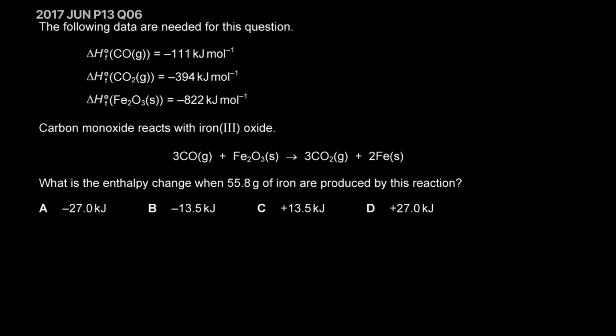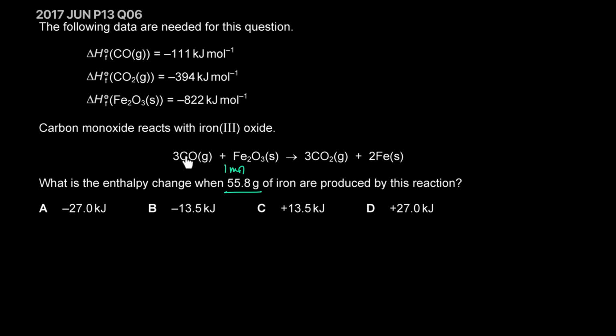The following data are needed for this question. What is the enthalpy change when 55.8 grams of iron are produced by this reaction? Now over here, right, if we're making 55.8 grams of iron, right, that is just 1 mole of iron, right? That's the molar mass of iron. So we're making 1 mole of iron in this reaction.